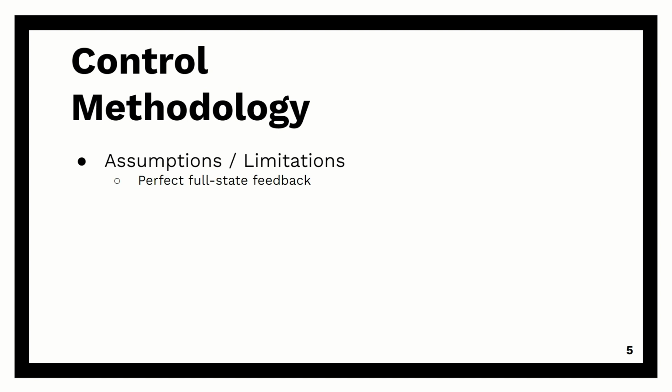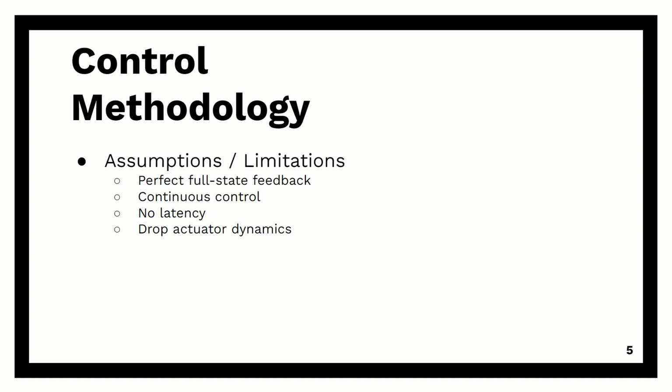So the first was perfect full state feedback. We are assuming that we're getting perfect full state feedback that we can use to implement this control design. The second is that we have a continuous control, and that means, for example, no quantized control. We also assume there was no latency in the controller, and one perhaps limitation is that we dropped the actuator dynamics from the control design. And for reasoning on that, you can check out the paper.